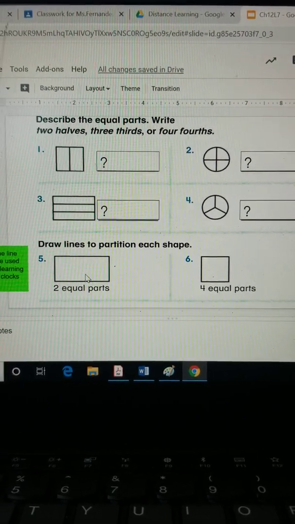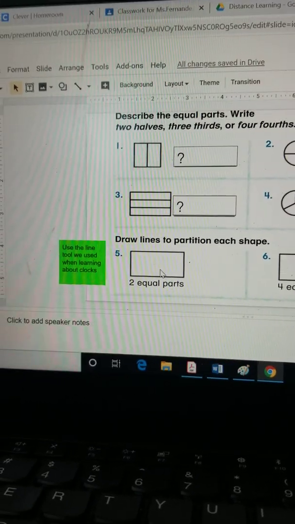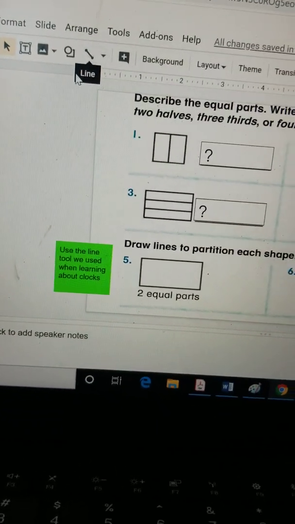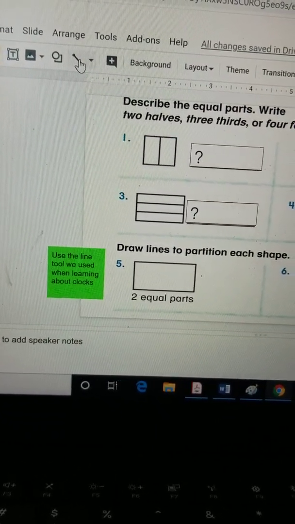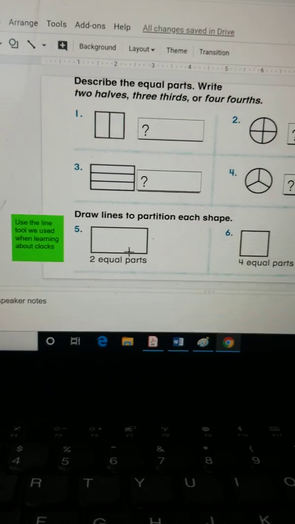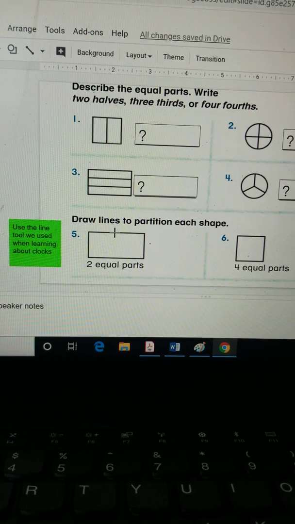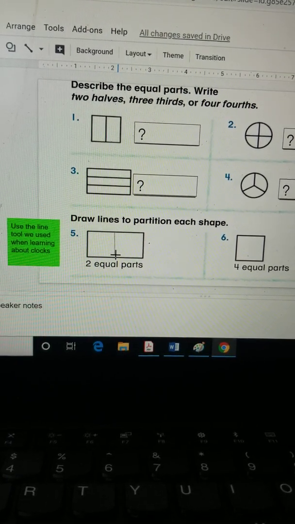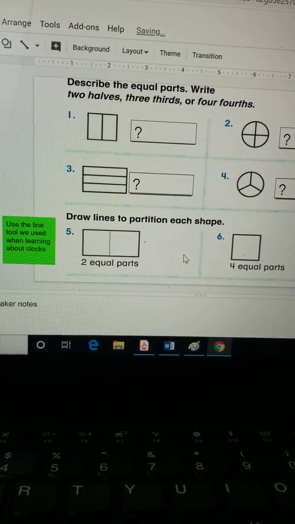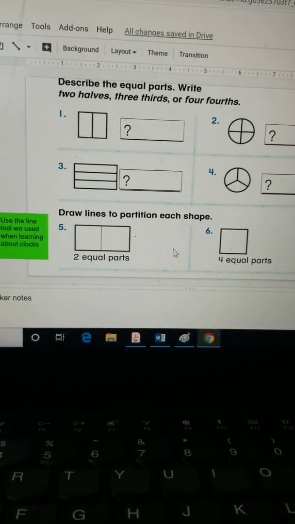When you get down here, it wants you to draw the lines. Just like we did when we were learning about clocks, you go right up here to the top of your page where it says line. You click it, and it says two equal parts. Two equal parts is another way of saying halves. I'm going to try to get near the middle of the rectangle and bring a line straight down. Now I have partitioned this shape into halves, two equal parts.